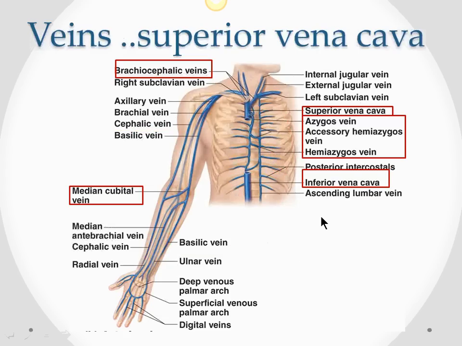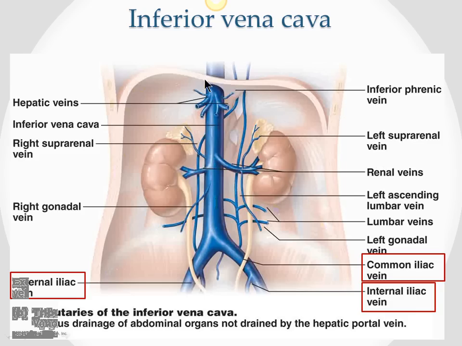Let's now look at the inferior vena cava. So here's the inferior vena cava. So it's going up. So it will be formed by the two common iliac veins. They will join to form inferior vena cava. And each common iliac vein in turn will be formed by internal and external iliac vein, right? So you're going in a backward direction. Common iliac veins join and form inferior vena cava, which will pass up and open into the right atrium.